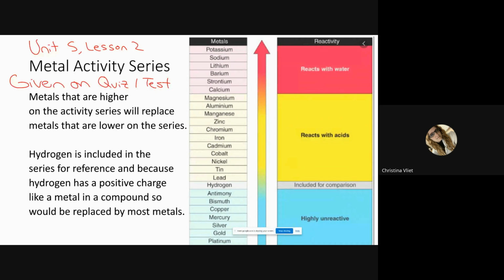So once again, do you need to memorize this list? No. But what you do need to understand is that potassium is strong. So what you have to memorize is that this list goes from strongest to weakest. And so what that tells us is if platinum was put into a reaction, it can replace nothing above it. Same with gold and same with silver.